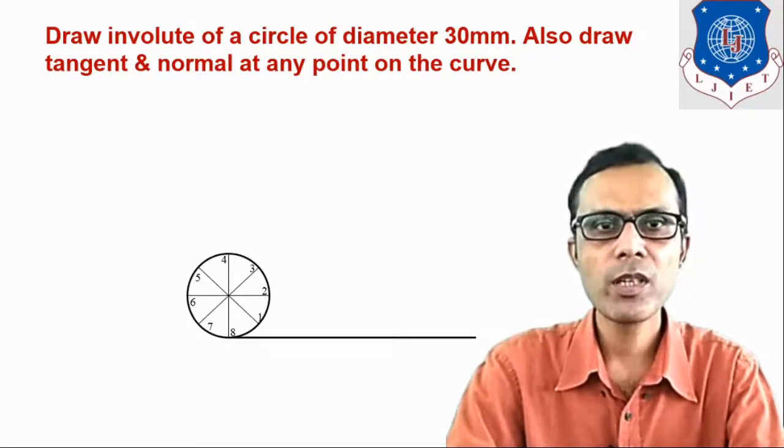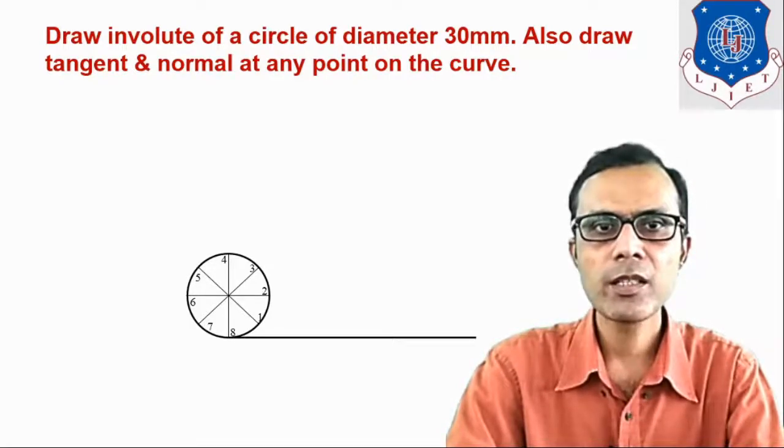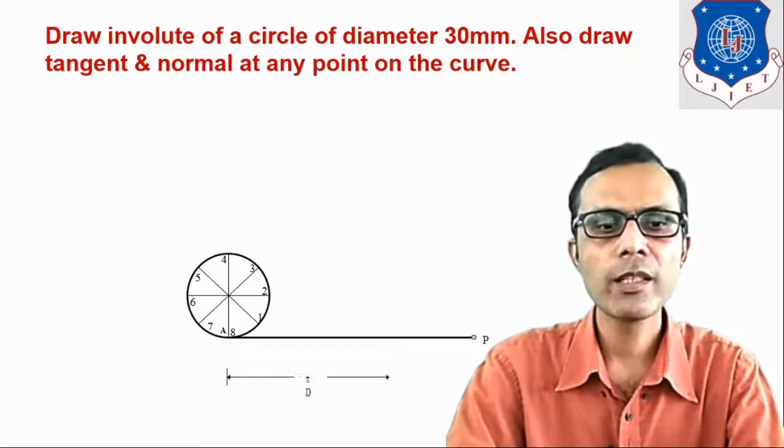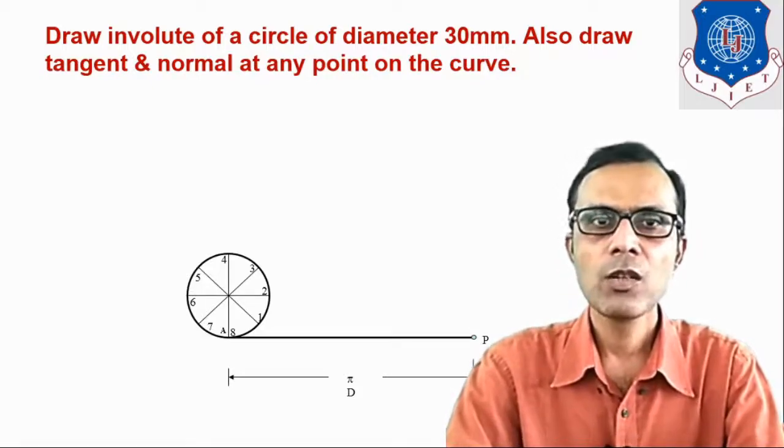From the bottom point, we have to take the length of the string, that is the circumferential length, pi into d. So the total length is pi into 30, that you have to take as the total length of the string.